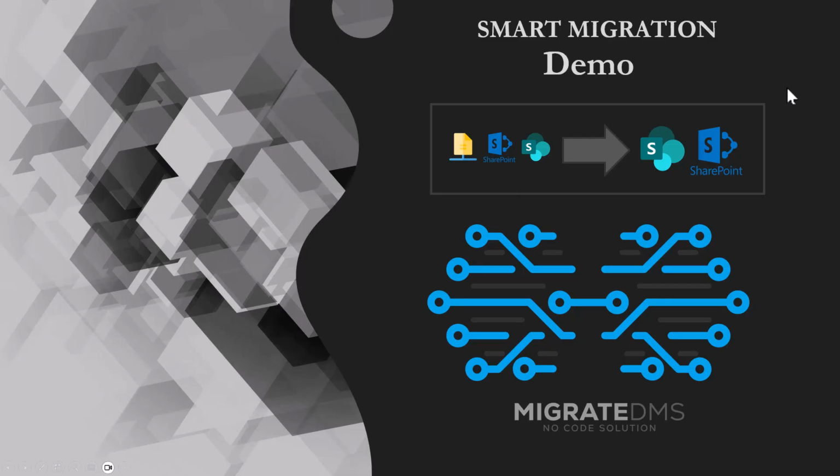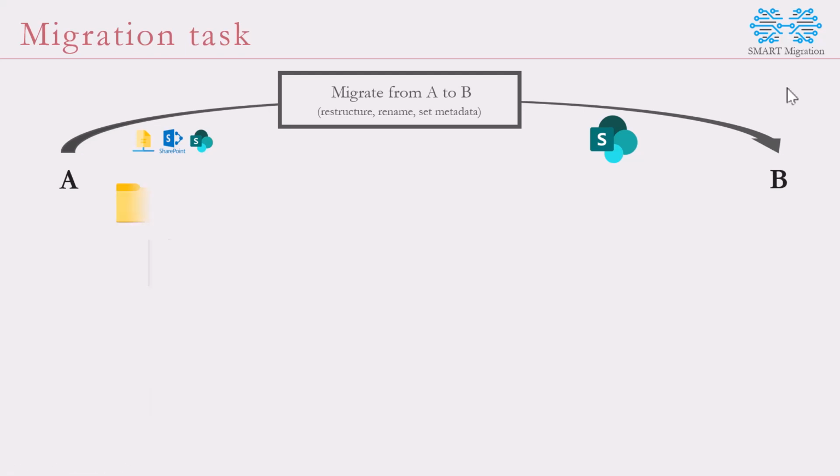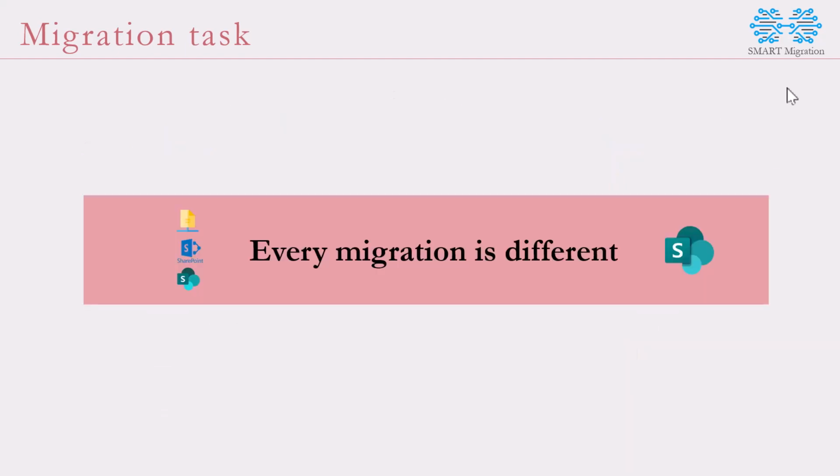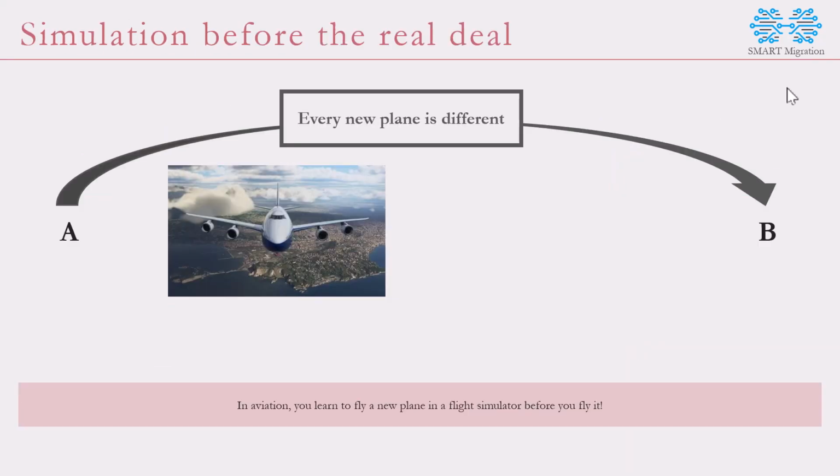Smart Migration Demo. I want to migrate a bunch of files from a file source into SharePoint Online, but I don't want them just lift and shift. I want them in different structure with different metadata, etc. Every migration is different. We all know that.